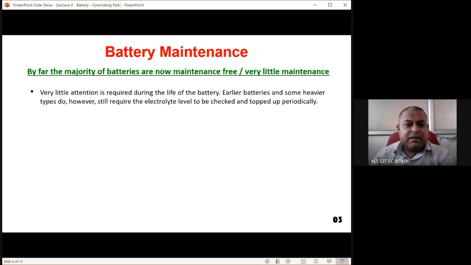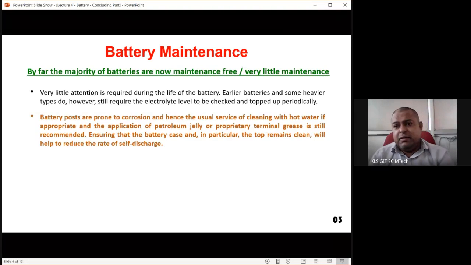Earlier batteries and some other types do, however, still require the electrolyte level to be checked and topped up periodically. For that electrolyte level, we had to put water. We had to dilute the electrolyte because the water used to get evaporated in the previous type of battery. Nowadays, we just have to check the battery output. We won't have to open the battery and put water. All those things are not required.